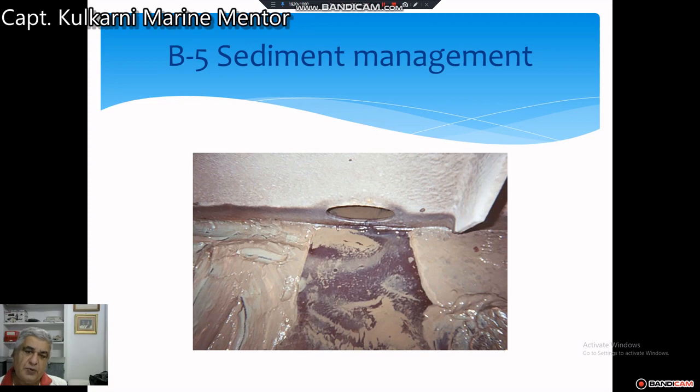This is the photo which is showing, and you can see a lightning hole. Around the lightning hole there are all the sediments which have been collected.